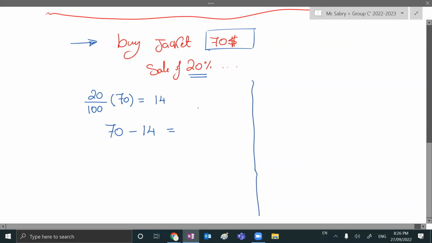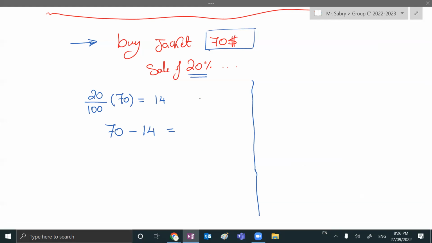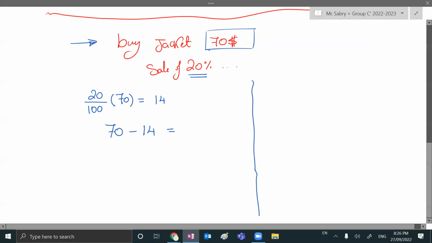So, because it's a sale of 20%, the 20% is not the actual amount that I'm going to pay. The 20% is the amount that will be deducted. So it's actually 70 minus the 14, which should give you a total of 56. So now that is the price that you're going to pay, and that is true and it is correct.